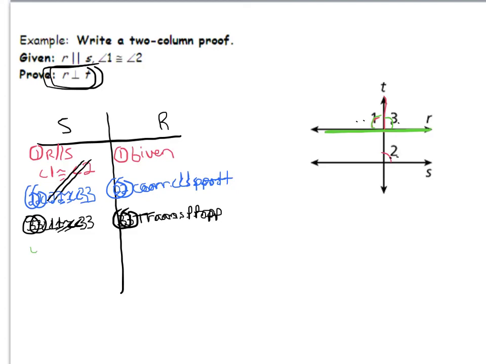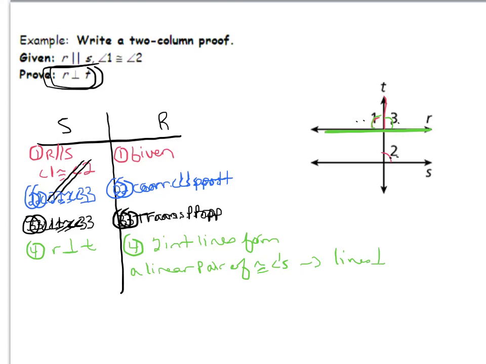So, I actually just found out that R is perpendicular to T, and the reason why, well, these two intersecting lines form a linear pair of congruent angles. Okay? This makes the lines perpendicular, remember? This was the very first theorem, 341, that we learned.